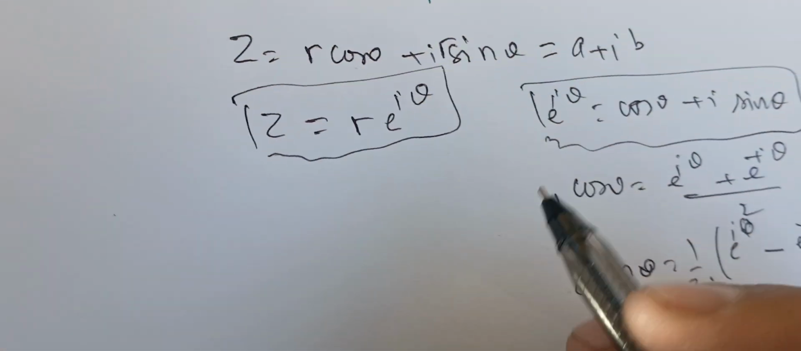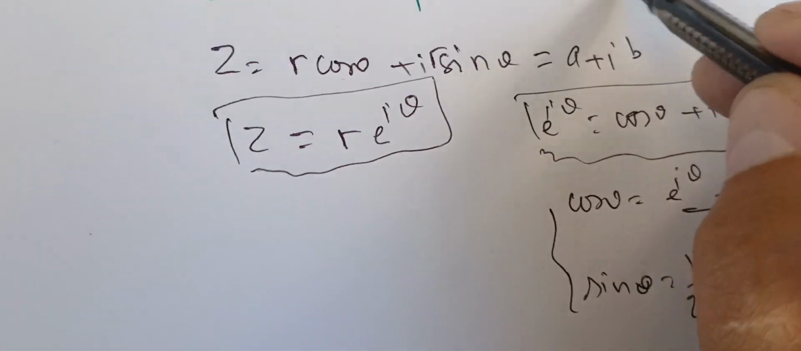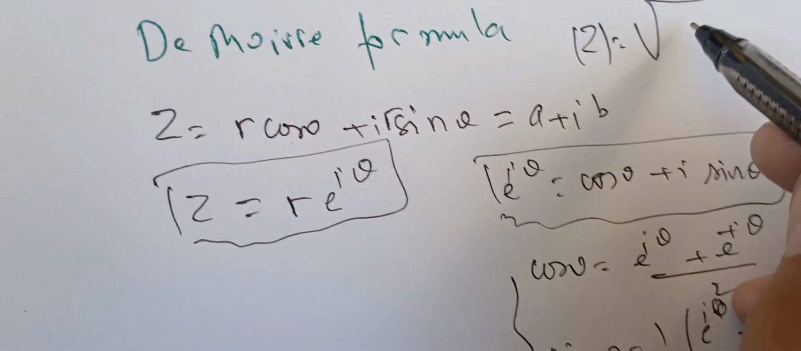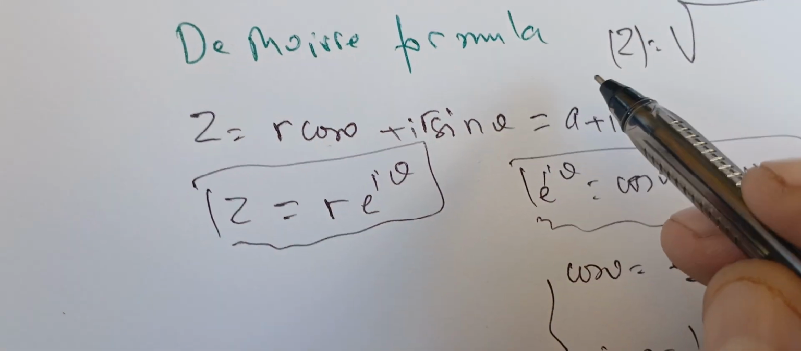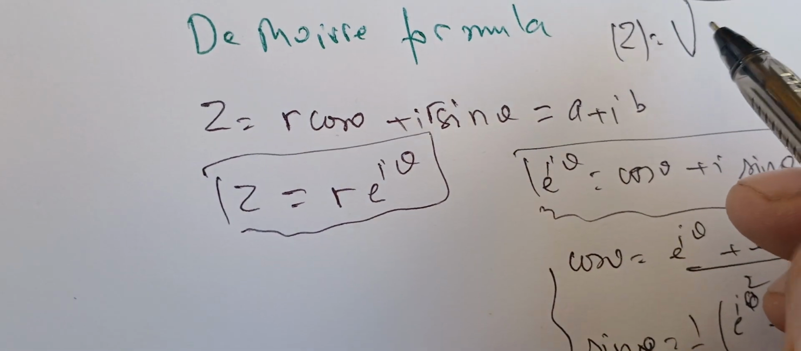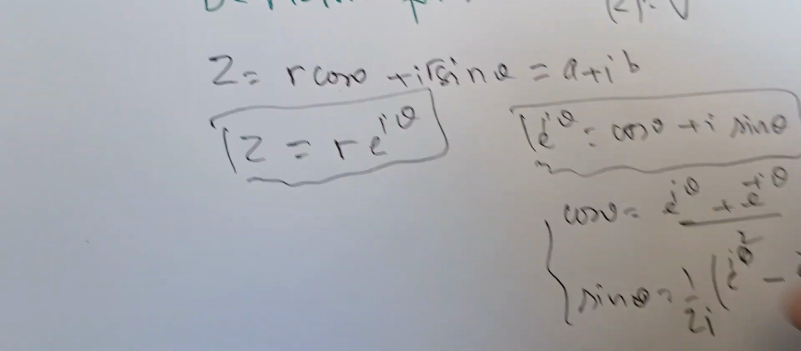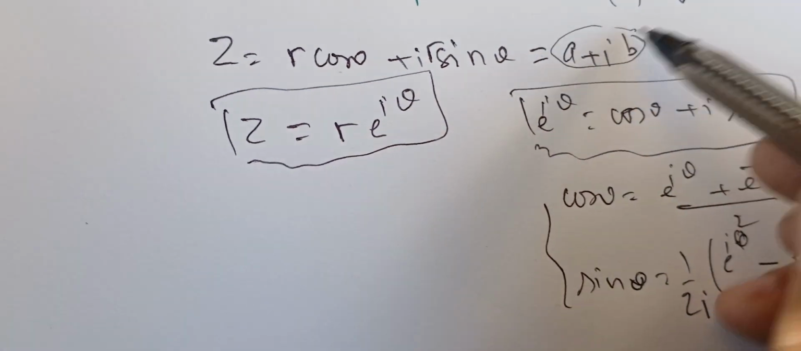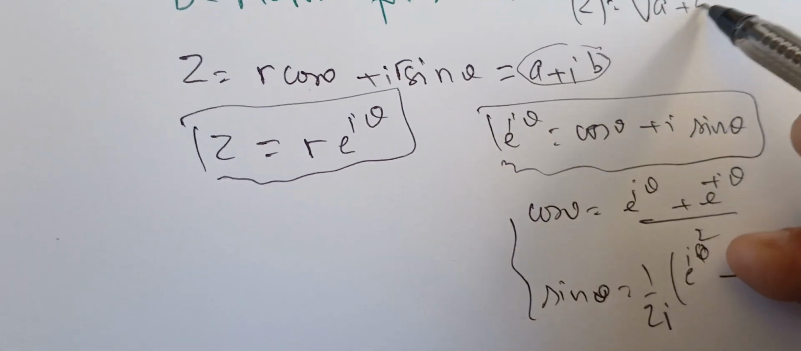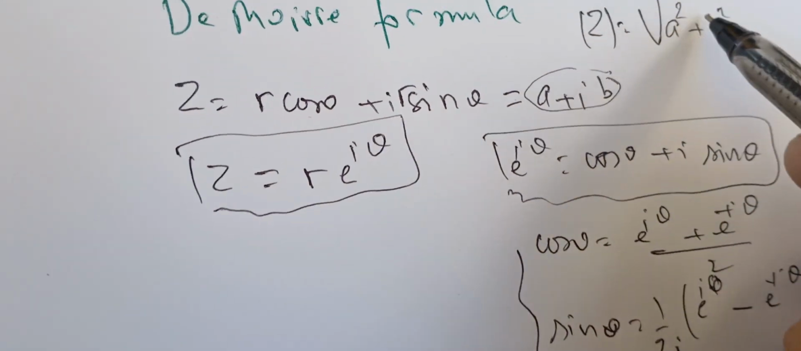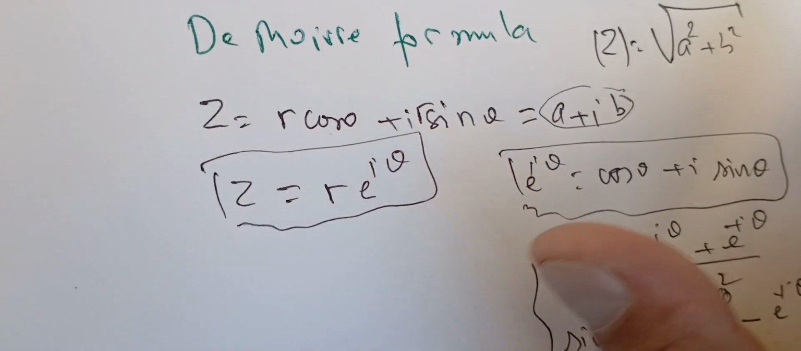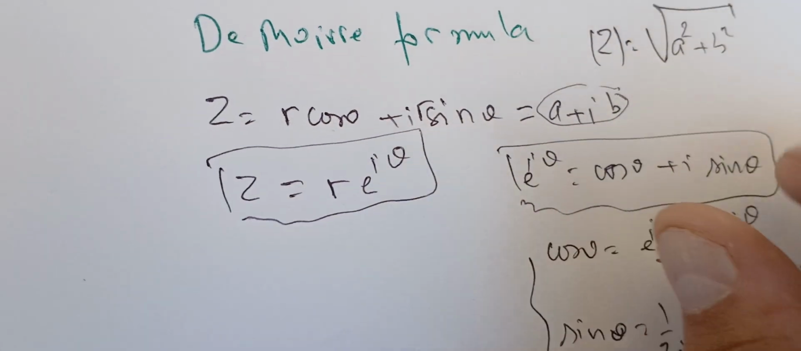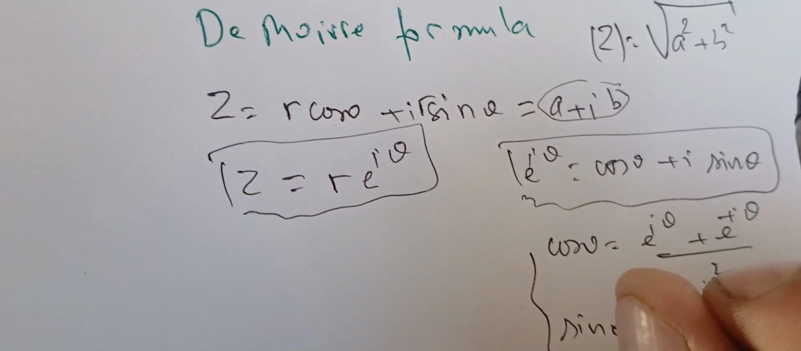We need to remember something: the modulus of z is just the square root of the real part squared plus the imaginary part squared. If I use this notation, I can write this as the square root of a squared plus b squared. This is the length or the norm of z, or the distance between 0 and z.